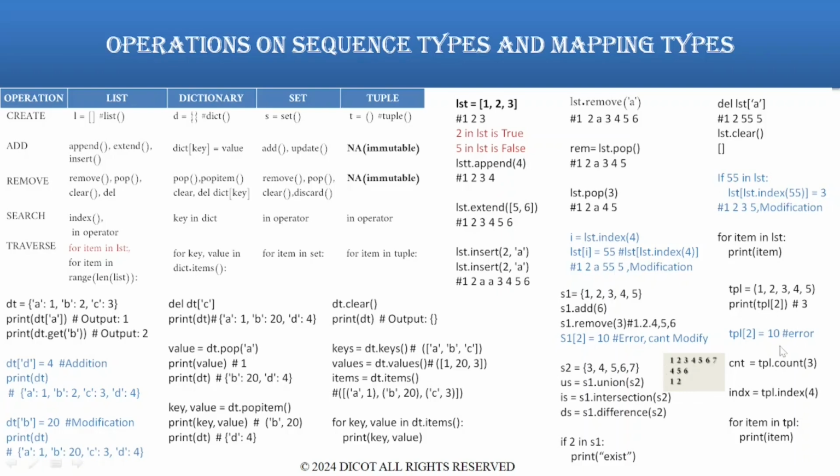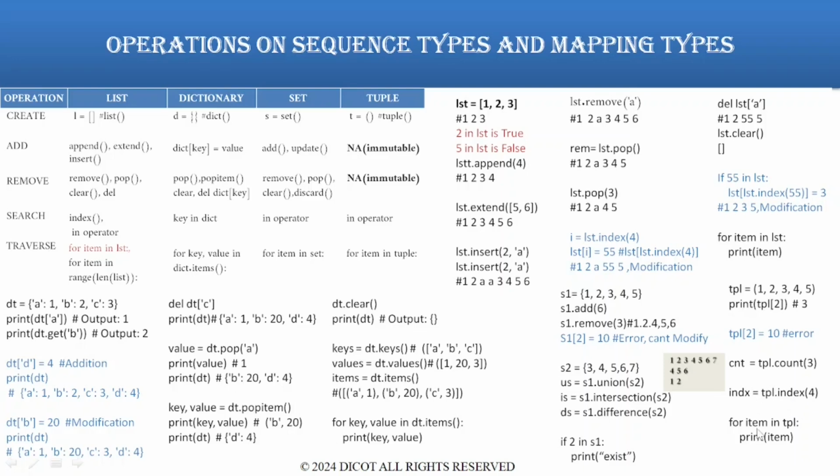All the operations in blue font are modifications in list and dictionary. But in case of set and tuple, modify operations are invalid. Additionally, in tuple, we cannot add or remove an element, which is actually possible in set. We can check the count of elements in a tuple using the count function. We can get the index using the index function, etc.